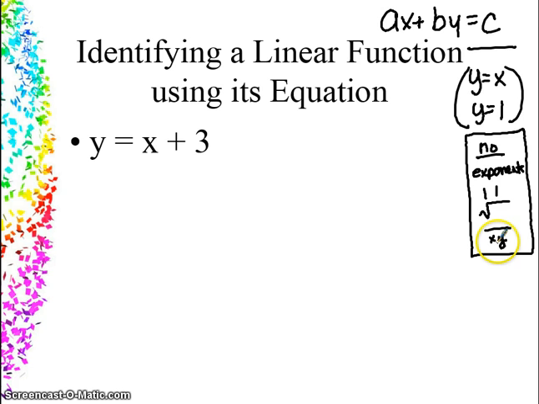Are the x and y in the same term? No. So we meet all of the requirements of being in standard form. And if you look right here, you can see y equals x. It's just that it's been shifted 3. It's 3 more than y equals x. So this is a linear function.